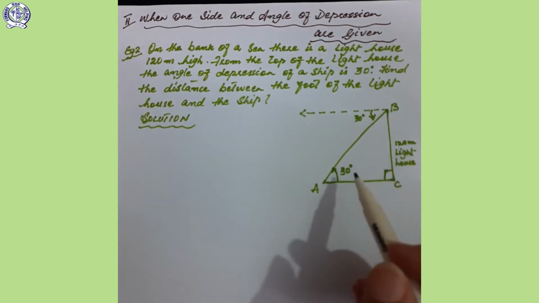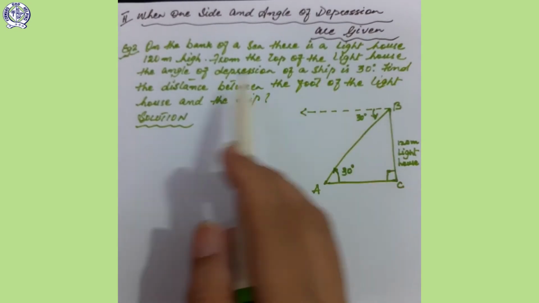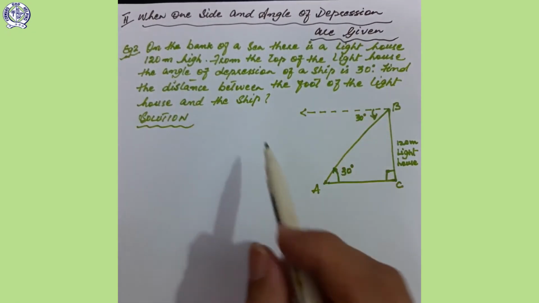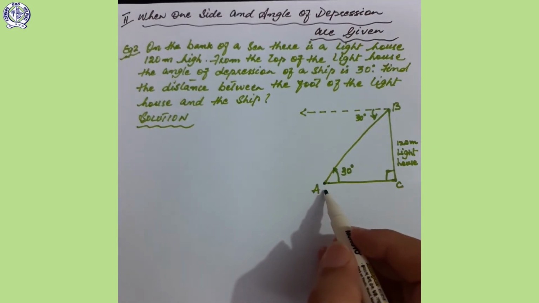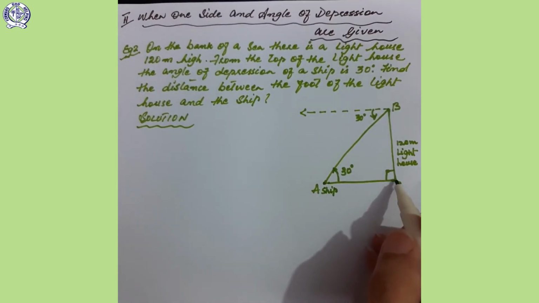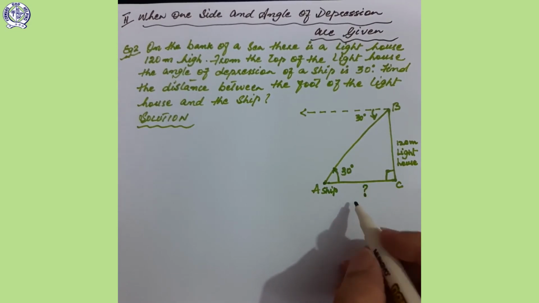And we will now find what we have to find: the distance between the foot of the lighthouse and the ship. This is the foot of the lighthouse and this side is the ship. From the ship till the foot of the lighthouse you have to find this distance. Okay, this is the unknown distance.